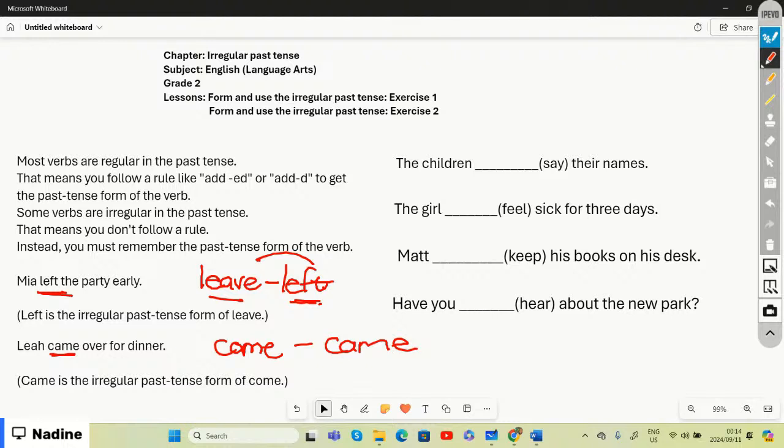Elizabeth, are you saying you don't understand irregular past tense?